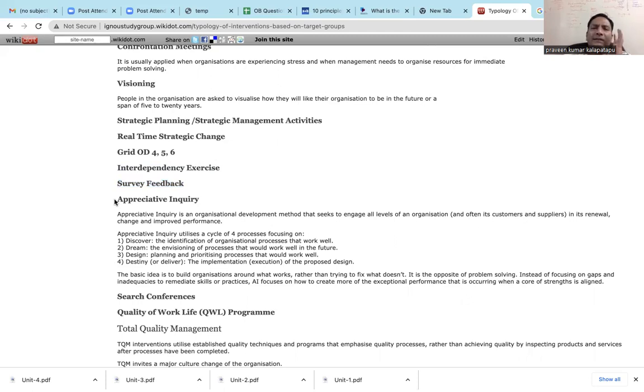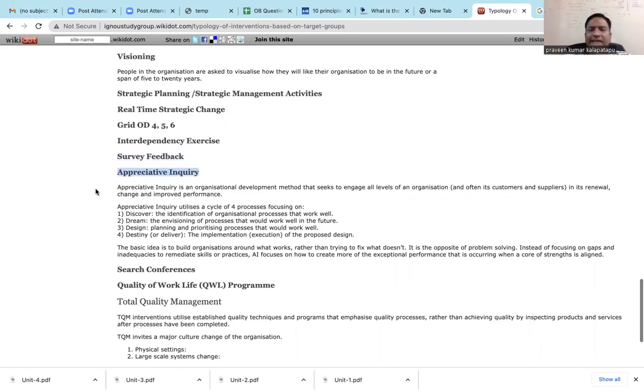Now next comes appreciative inquiry. This is also something that we talked about in OB. If you remember, there is a definition of appreciative inquiry. When we are talking about the strength of an organization, you are trying to improve the strength. This is a very positive approach where you query people on what went well, what our strength is. That is appreciative inquiry.